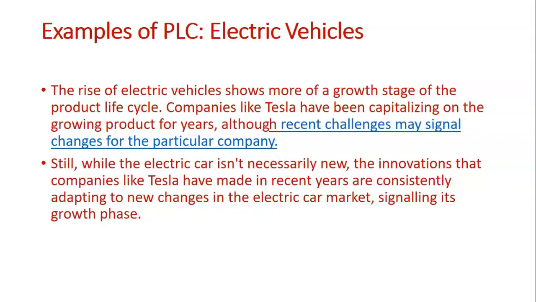Companies like Tesla have been capitalizing on the growing product for years, although recent changes may signal changes for that particular company. Still, while the electric car is not necessarily new, the innovations that companies like Tesla have made in recent years are consistently adapting to new changes in the electric car market, signaling its growth phase. So we can see now more sales of electric vehicles or hybrid vehicles. So the demand as well as revenues of electric vehicles are increasing. So they are at the growth stage of the life cycle, unlike the typewriters, which are nowadays at the very end of the decline stage.